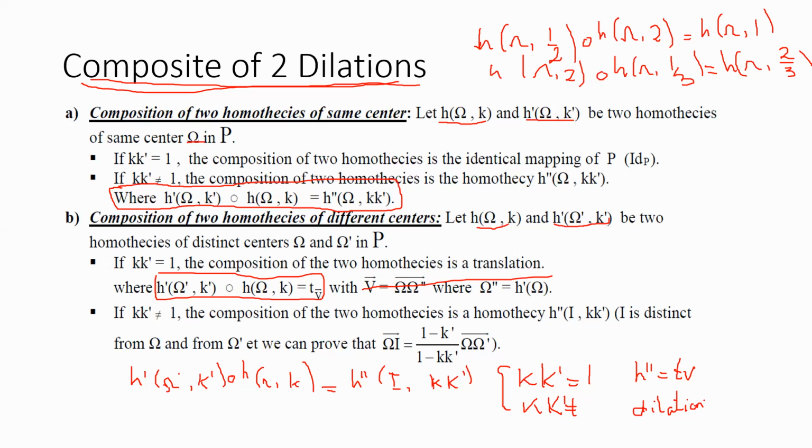Write that I is distinct from omega and from omega prime, and omega I equals 1 minus K prime. Don't write it. Not necessary. I will see how we find these.